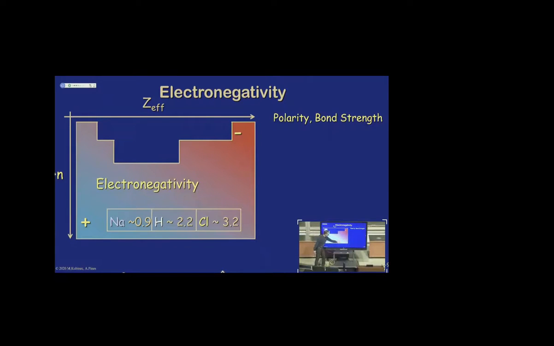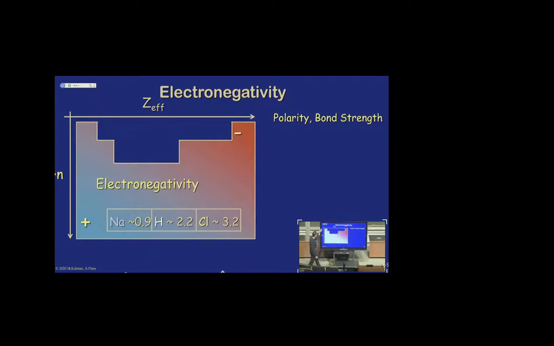And here we have these values. So sodium, over here on the periodic table, small electronegativity. Chlorine, high electronegativity. And if you're down here in the potassiums, rubidiums, franciums, lower and lower electronegativity, and higher electronegativity here. And we're using the negative sign for higher electronegativity. So these are positive, and these are electronegative elements.